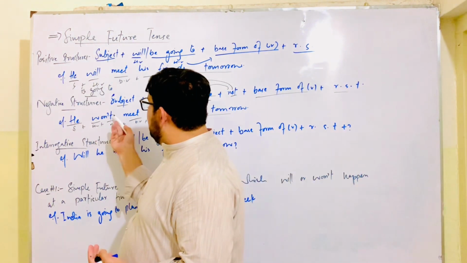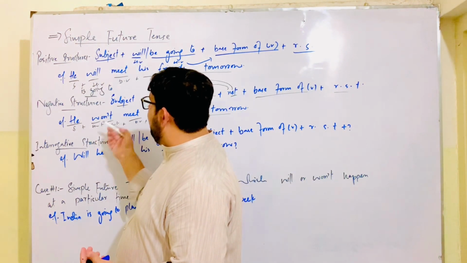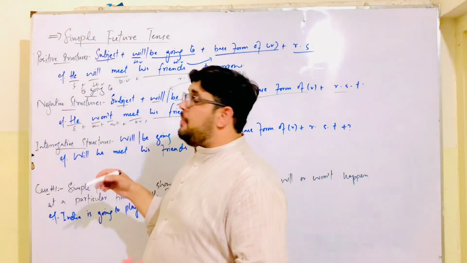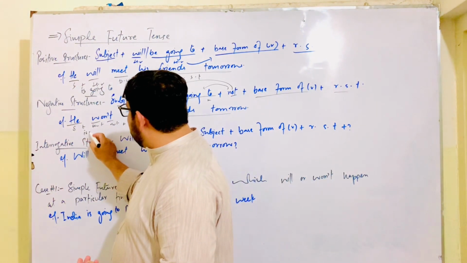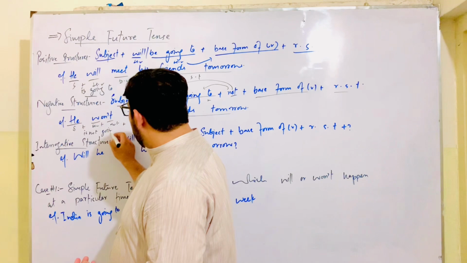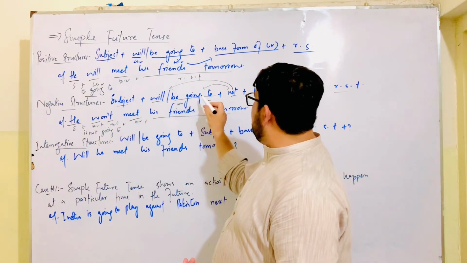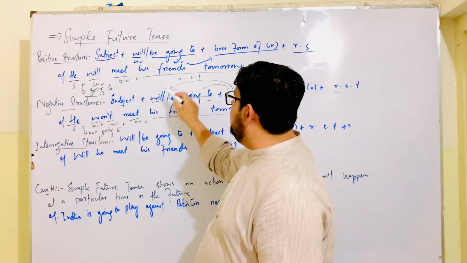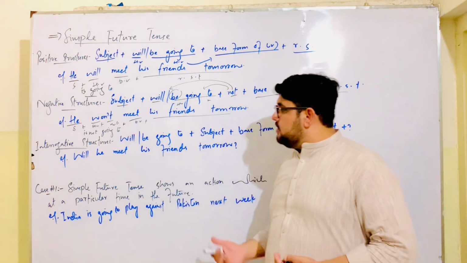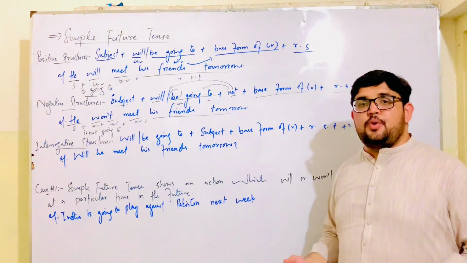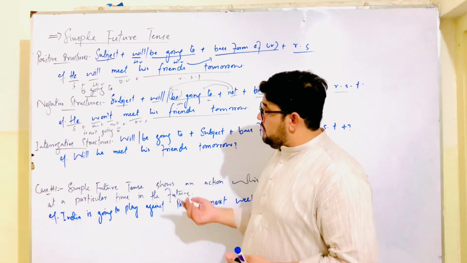You can also turn this from will not or won't to be going to, like he is not going to meet his friends tomorrow. So not in be going to will be used with be, with is. This is how we can make a negative sentence with be going to using simple future tense.